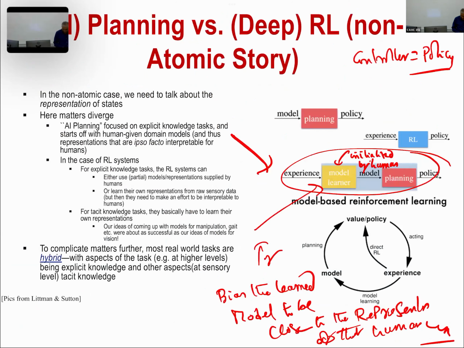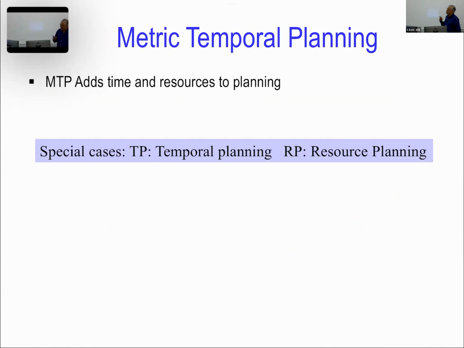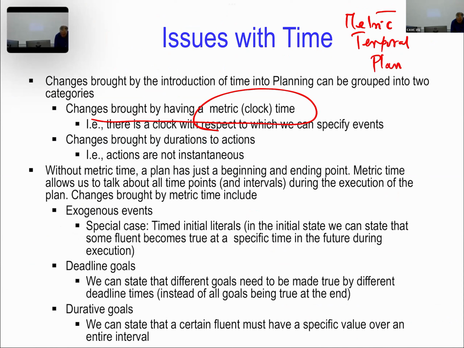I want to quickly read the beginning slides just to make you realize how many complications come just because actions have durations. This is almost all text slides. So the changes brought about by the introduction of time into planning can be grouped into two categories. Changes brought by having metric time. In fact, it's typically called a metric temporal plan. It's still deterministic, but the actions are durative.